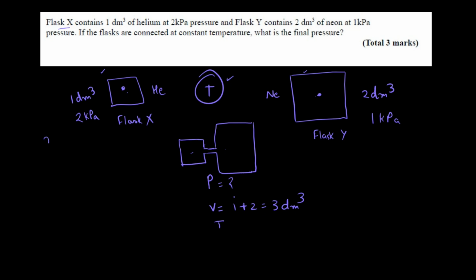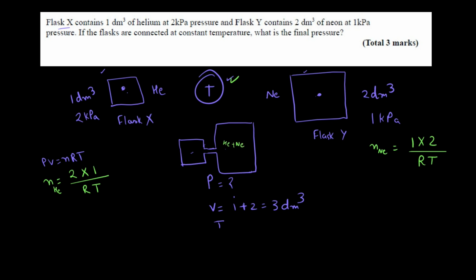So here what is the moles? We use the ideal gas equation, PV equals nRT, right? And find the moles in each flask. So my moles n equals pressure into volume. Pressure is 2 kilopascals into volume is 1 dm cube, divide by R and T. T is constant, right? And R is constant. So this is my moles of helium. What is the moles of neon? Moles of neon will be pressure into volume over R and T. T is constant.